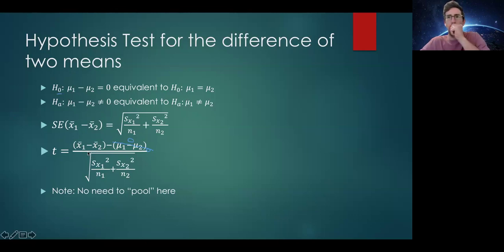So a lot of times we just will write x bar 1 minus x bar 2 up top, and then we divide it by our standard error. And just a note here, we do not need to pool here like we did with our test for the difference between population proportions.